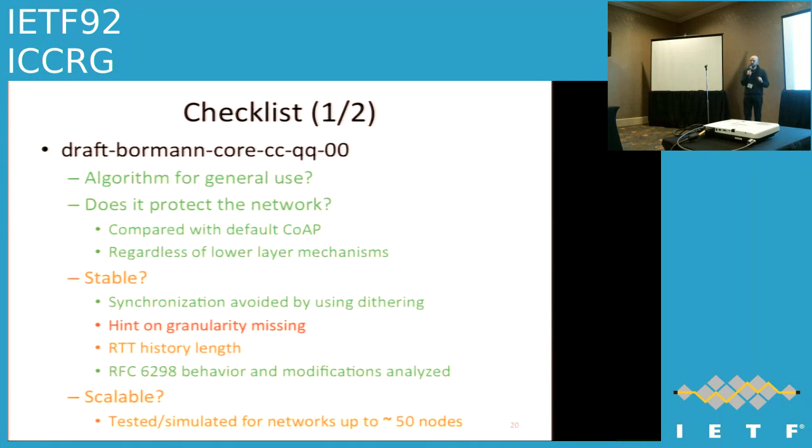Also, an important question is whether the algorithm is scalable, because we have tested or simulated COCO for networks of up to around 50 nodes. However, CoAP networks may comprise hundreds or even thousands of nodes. One important question is whether this algorithm is scalable regarding the number of nodes of the network. So we would welcome very much your feedback or even collaboration if anyone believes that there is an opportunity to do this kind of evaluation.